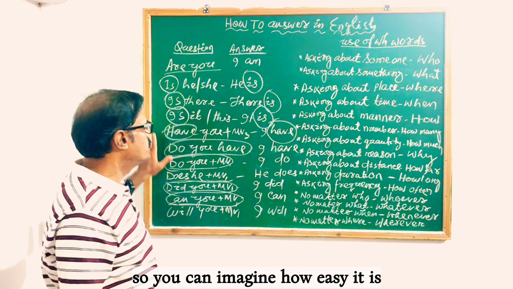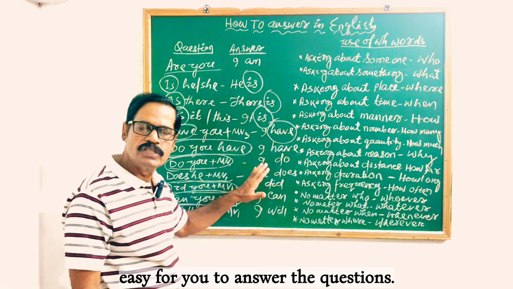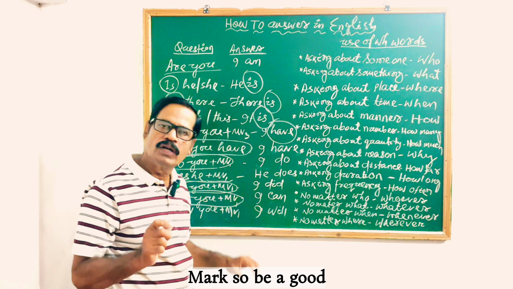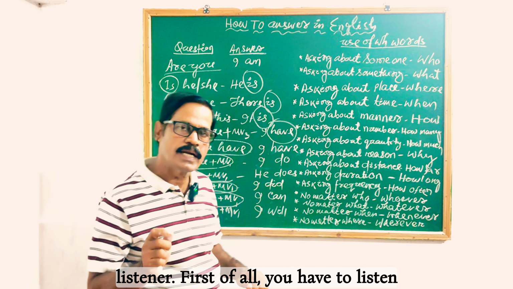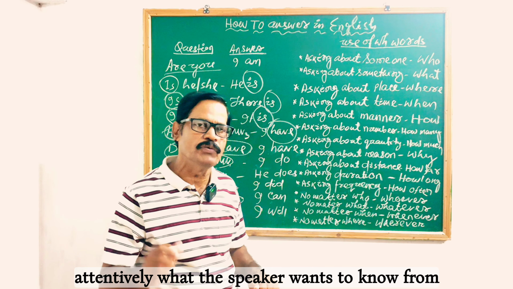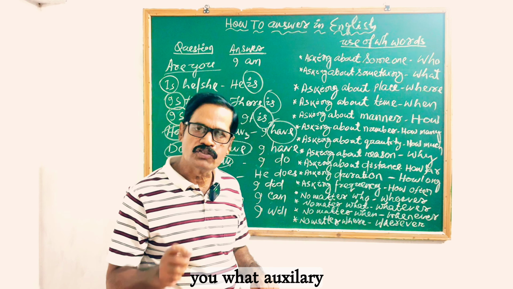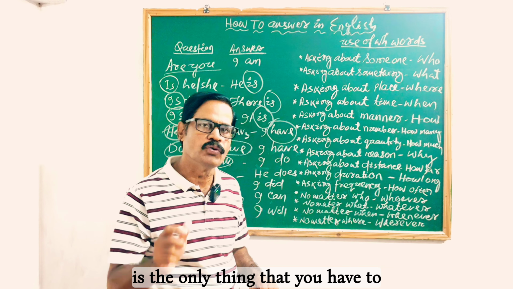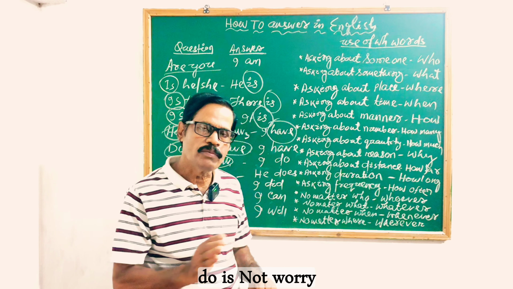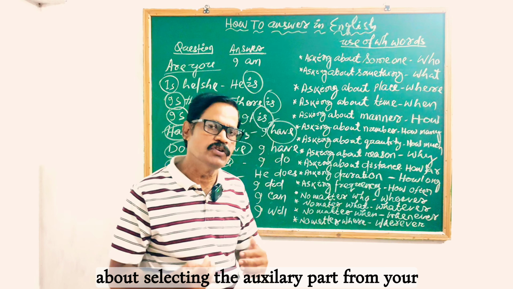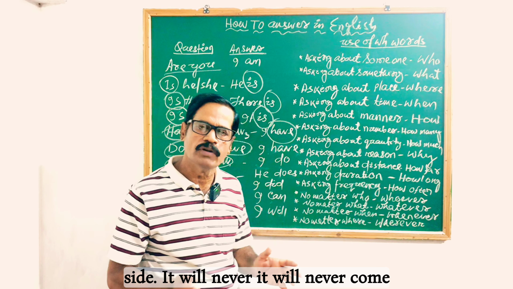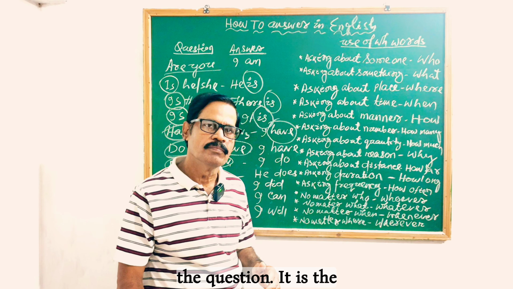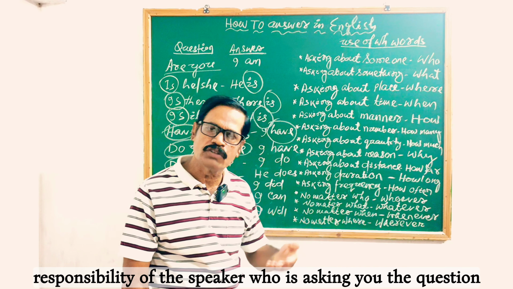So you can imagine how easy it is for you to answer the questions. That is the similar verb you have to mark. So be a good listener. First of all, you have to listen attentively to what the speaker wants to know from you, and what auxiliary verb he is using in his question. That is the only thing that you have to do. You should not worry about selecting the auxiliary verb from your side. It will never come from your brain. It is already given in the question. It is the responsibility of the speaker who is asking you the question.